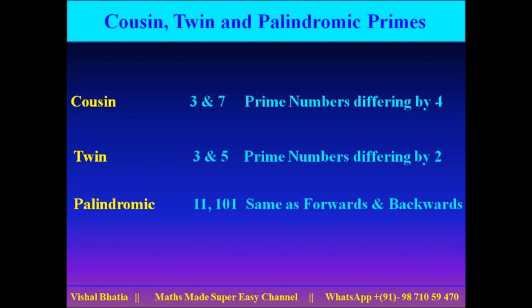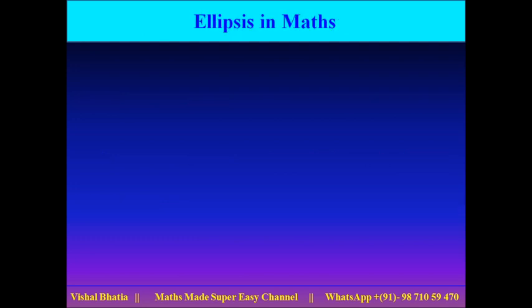Finally, palindromic prime numbers are similar to palindromic words. Like the word radar, it can be spelled the same forwards and backwards. I've given 2 examples of palindromic numbers over here. One is 11 and the other one is 101. So if you were to read them forwards or backwards, they would read as the same number.